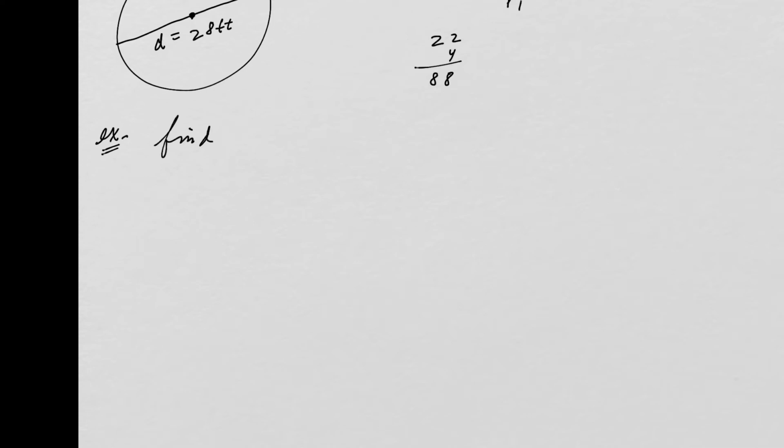Okay, another example. Find the perimeter. And let's say this is the object. Let me see if I can draw that better. It's hard to draw. This is supposed to be half of a circle here. I'm trying to draw. Something like that.